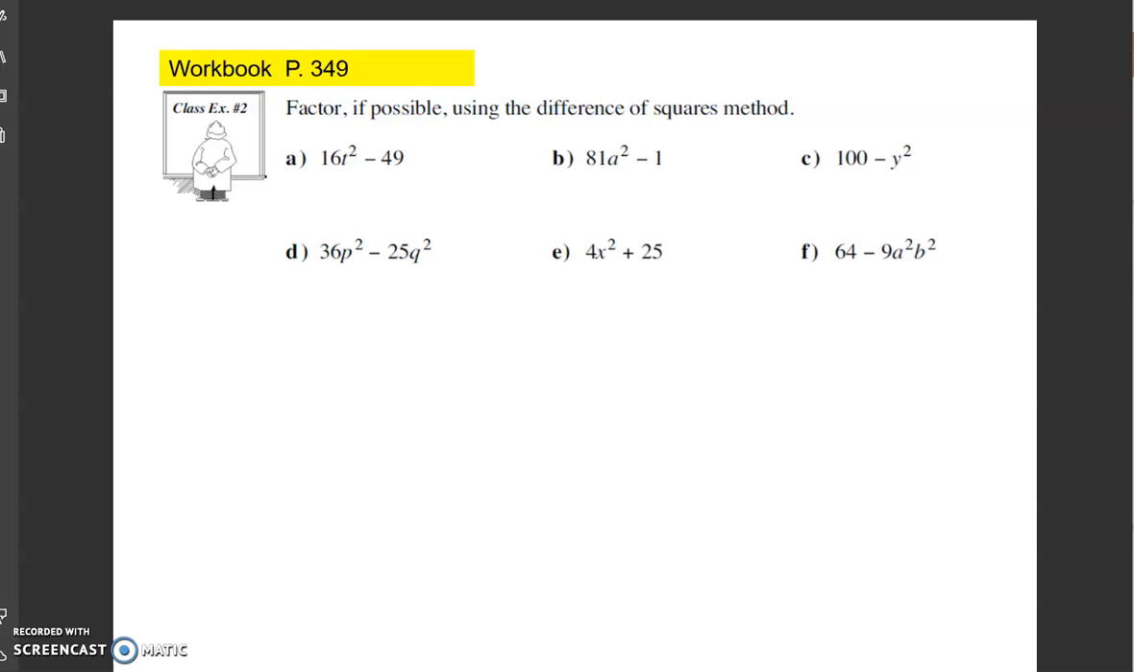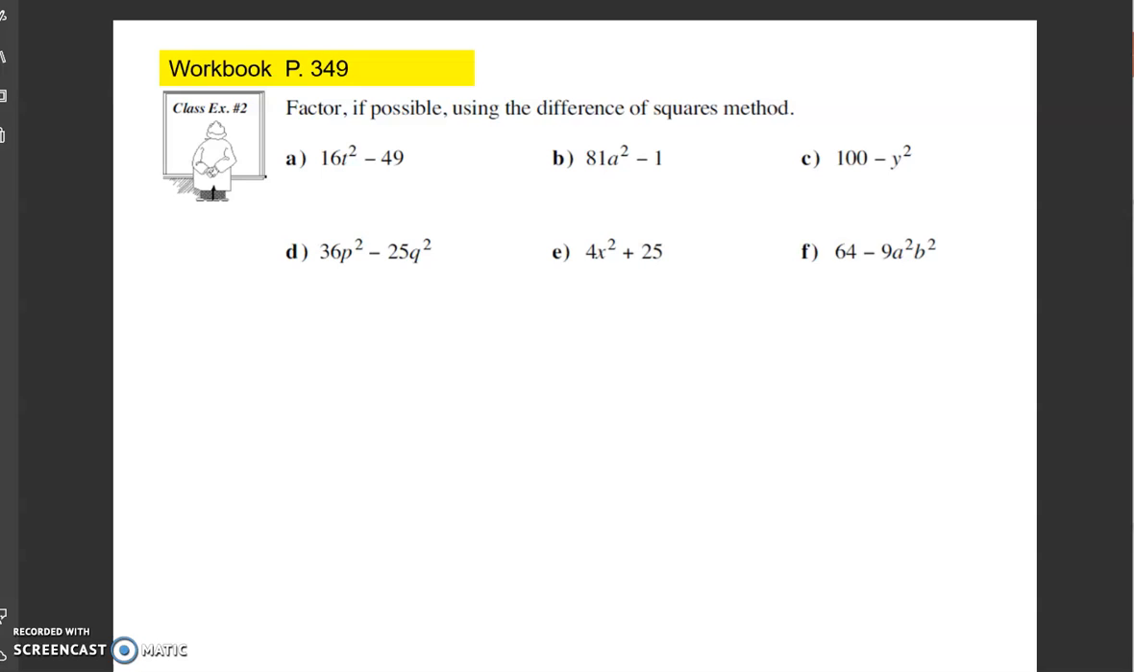Example number 2. This is telling us again to use the difference of squares method. So normally, remember, it won't be given to you. It would be up to us to determine what method to use and whether we can even use it. So you should go through your steps normally. You should always check for GCF. You should see how many terms there are. In this case, it's 2 terms. And then determine, can I in fact use difference of squares here?